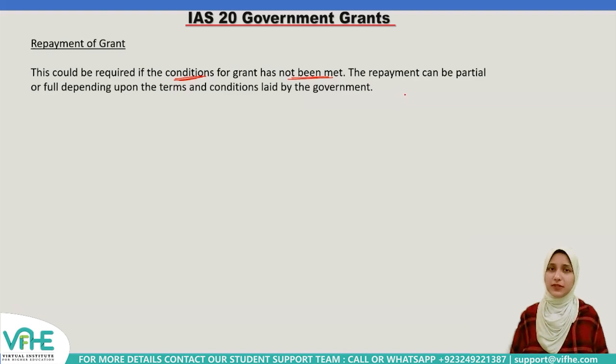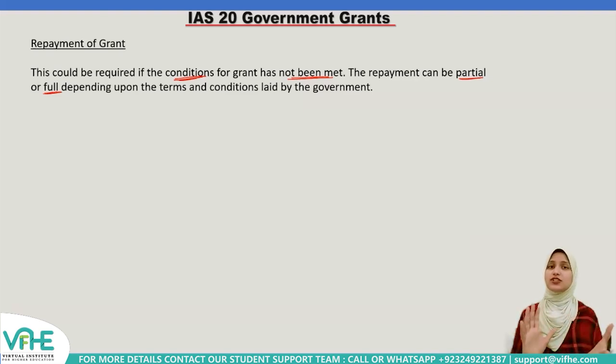But the repayment to the government could be partial and could be full also. What does this mean? Meaning, if you have received money for keeping workers employed for 5 years, and if you keep them employed for 2 years, after that you fire them off. So you have breached, you have not fulfilled the condition. So what the government can say is that up to the extent that you have fulfilled, you deserve the grant money, but for the remaining 3 years you don't deserve it, so you should return it back.